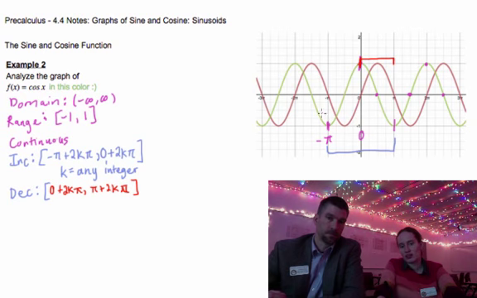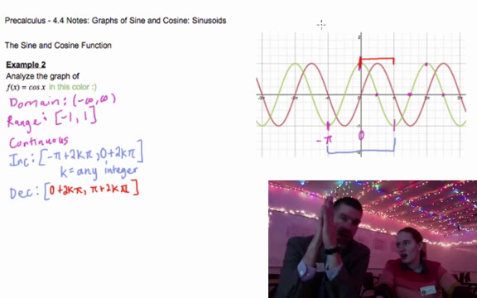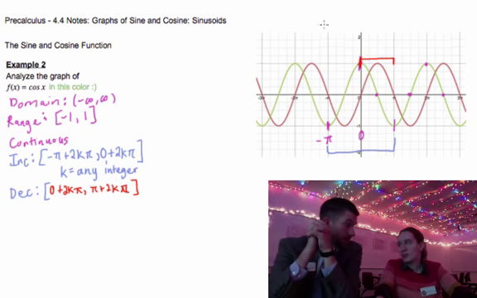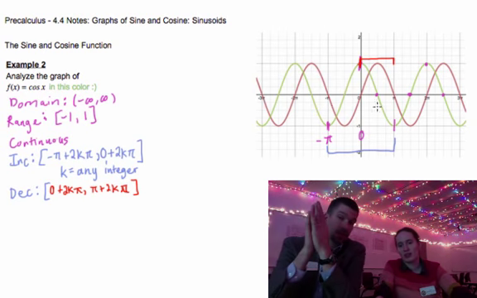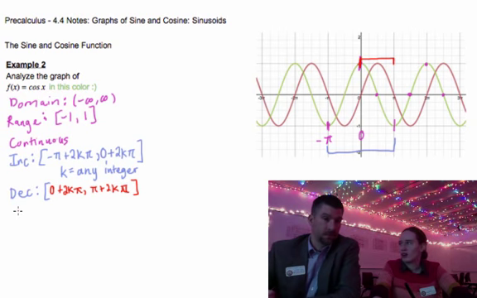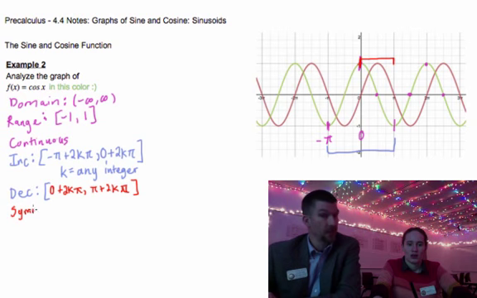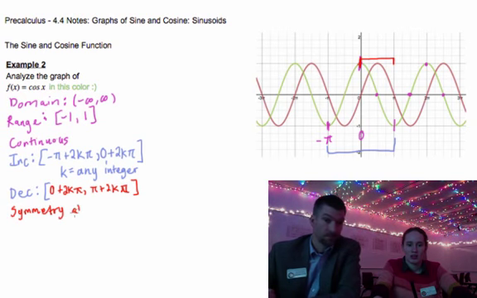All right, that's increasing and decreasing. Symmetry. This one, if you were to fold the graph in half right over the y-axis, they're going to mirror each other. Hamburger style? Hot dog style? Whichever style it needs to be, it folds in half, and that's called symmetry about the y-axis, because this function is even.